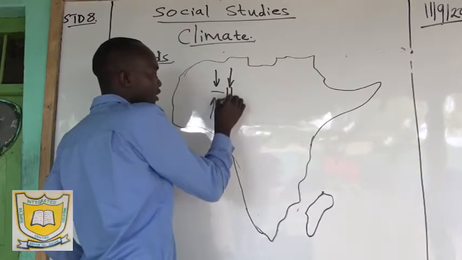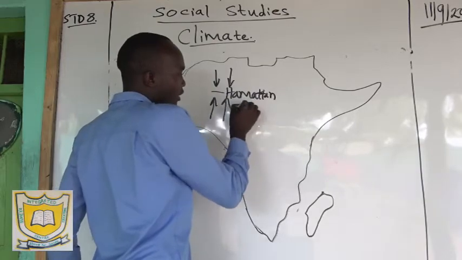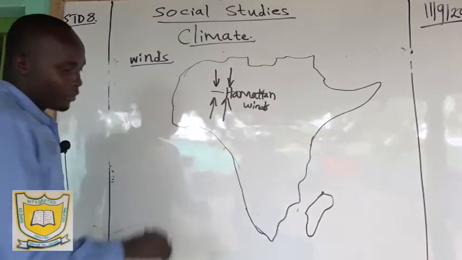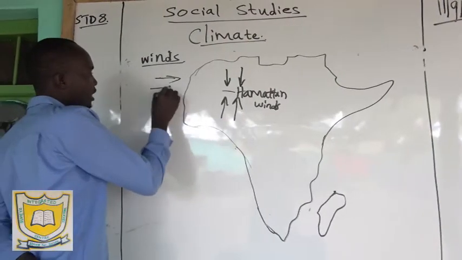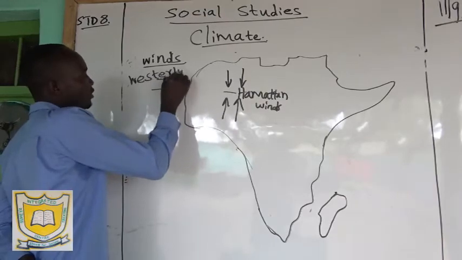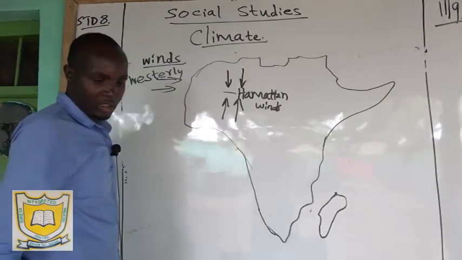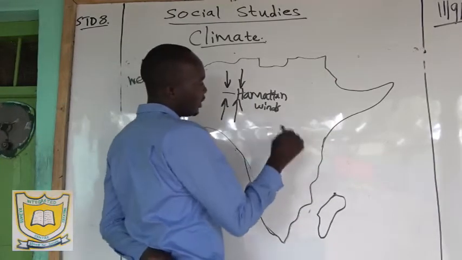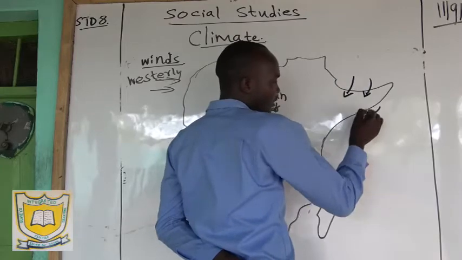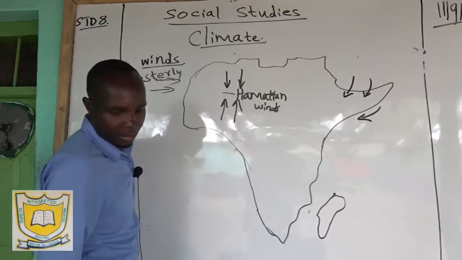This one is called Harmattan wind. Then we have other winds here. They are called westerly. Westerly wind is here. Then we have northeast trade winds. Northeast trade winds is here. Then we have another one here, also called northeast trade winds.